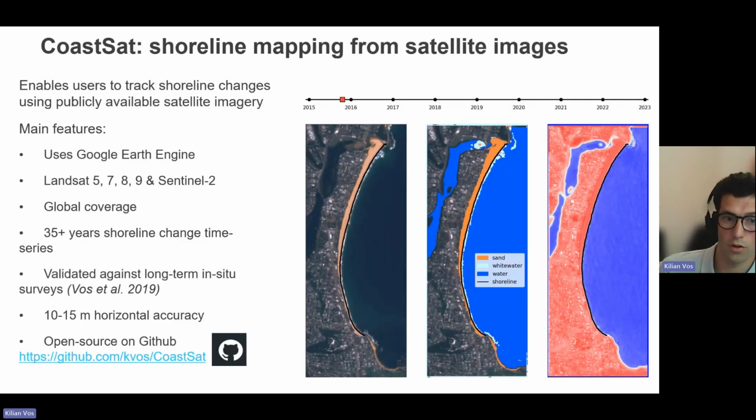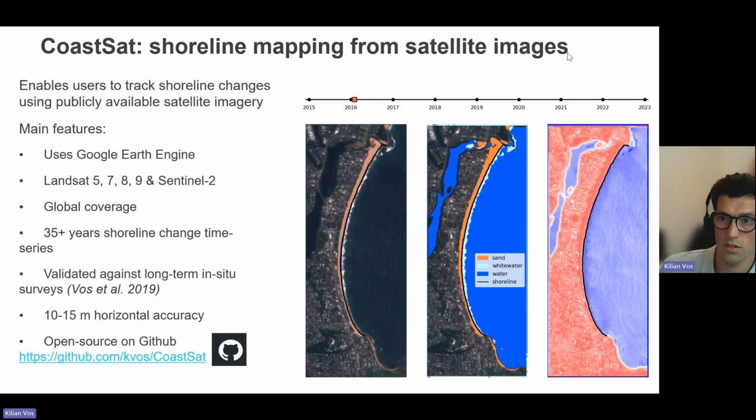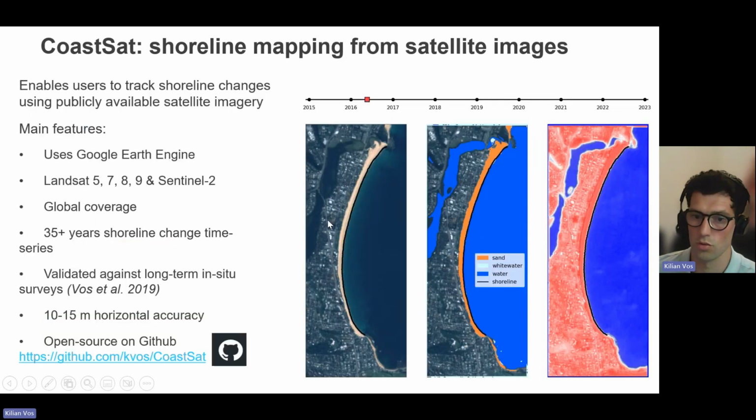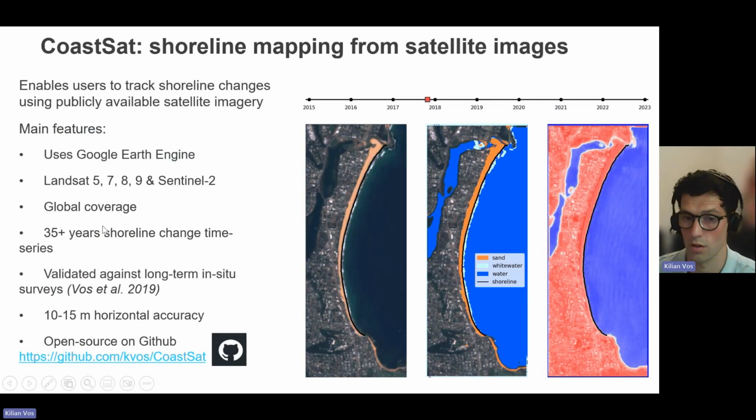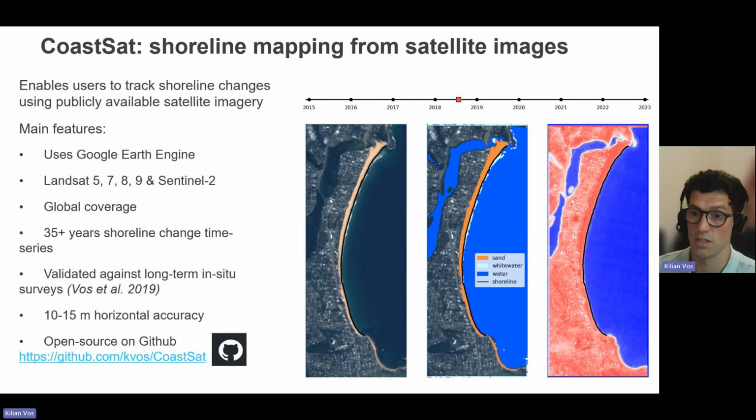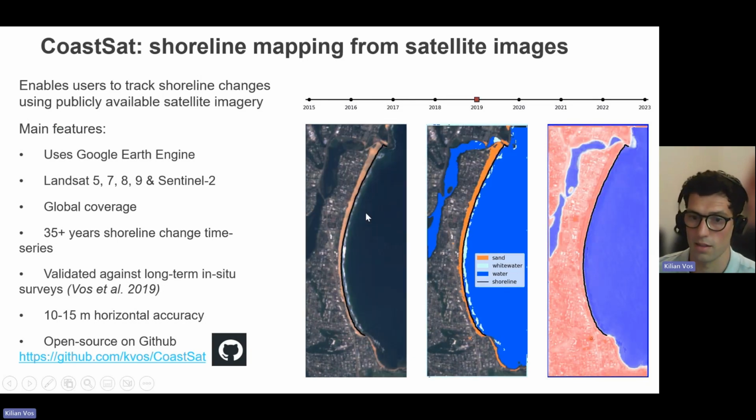So these are the satellite missions that are used in CoastSat. They provide global coverage. You can access them via Google Earth Engine, so there's no need to download the imagery. CoastSat can directly retrieve the imagery that you need via Google Earth Engine, which has a full copy of the archive for those satellites. And the toolbox allows users to map 35-year, or in some areas almost 40-year, time series of shoreline change from the satellite imagery.